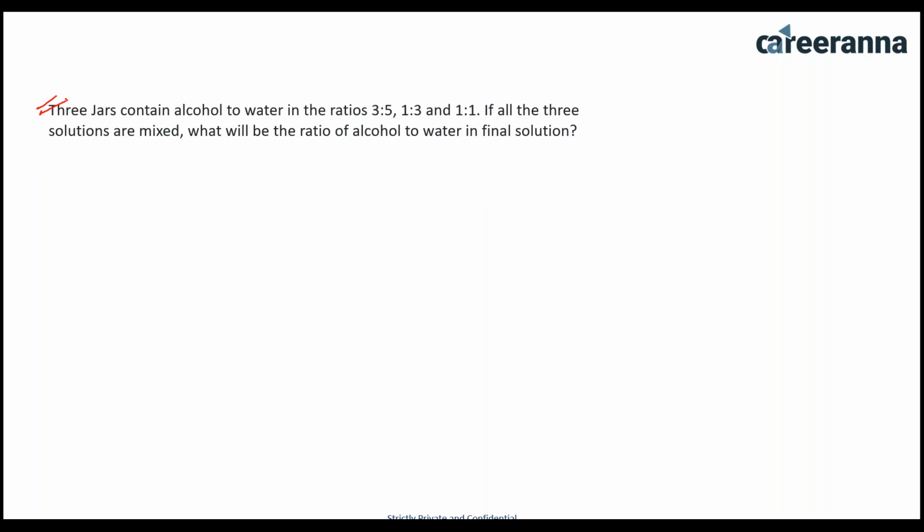Let me see who all can solve this question. 3 jars contain alcohol to water in the ratios 3 is to 5, 1 is to 3, 1 is to 1. If all the 3 solutions are mixed, what will be the ratio of alcohol to water in final solution?